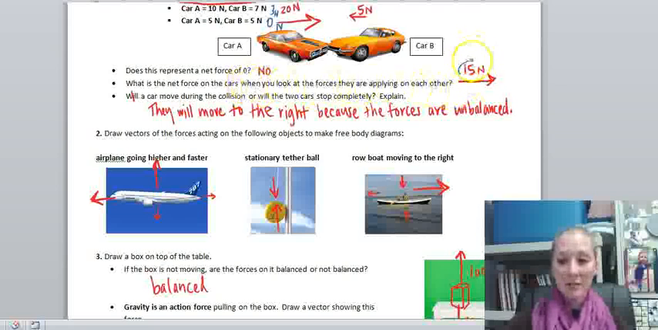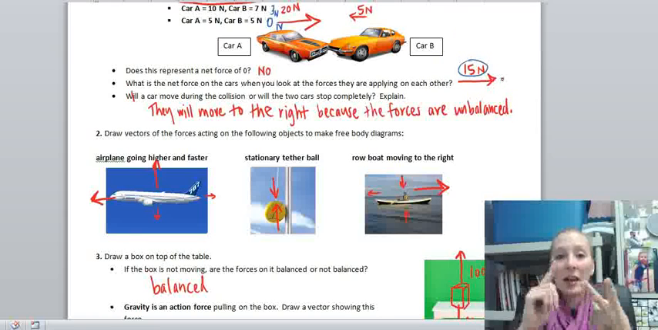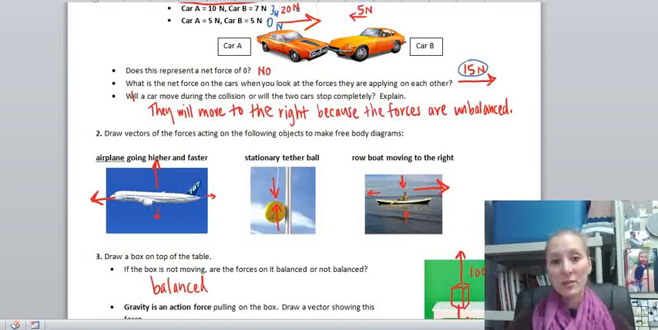Well, I have my 15 newtons here, and I've got my arrow, or my vector. And remember, vectors show the strength, which is another word for magnitude, and direction. So I've drawn my arrow going to the right because we know that car A has 20 newtons of force. It's the stronger force, therefore our net force is going the direction of the stronger force.